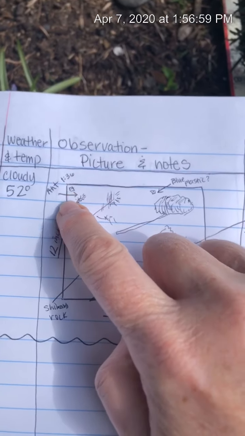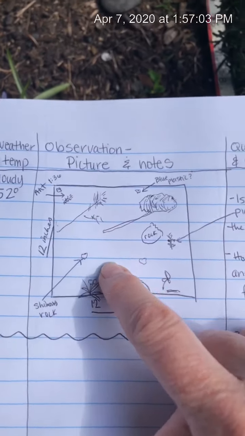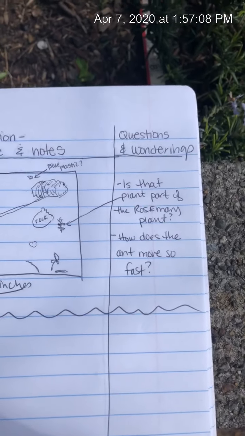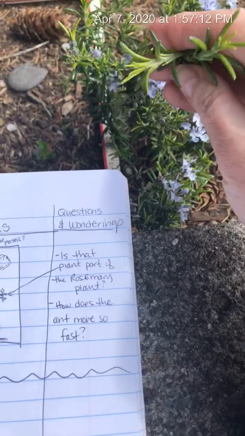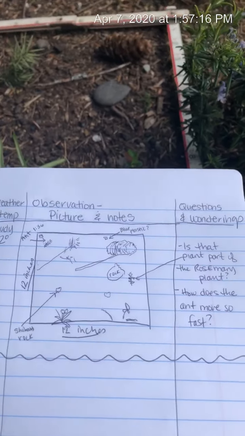At 1:36, this little ant wandered through. And I think I may next time be ready to see what path the little ants take when they go through here. And then some questions and wonderings. I thought, wow, is this part of that rosemary plant? And then, how does that ant move so fast?